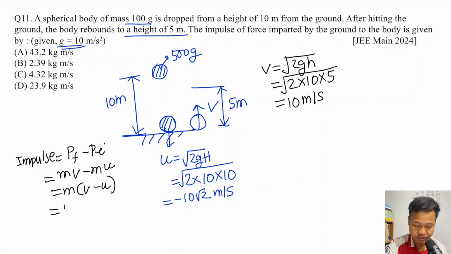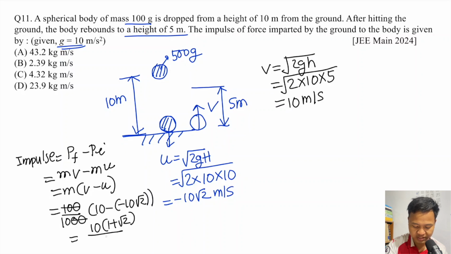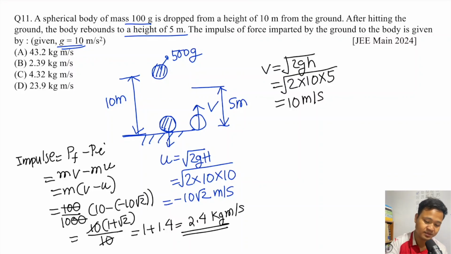Here the mass is 100 gram, divided by 1000 to convert to kg. So final is 10 minus of minus 10 root 2. Solve it also. So divided by 10. So 10 plus 10 root 2. So 10 common, 1 plus root 2, divided by 10. 10 cancels out. So you will have here 1 plus root 2, which is 1.4 something, right? So I will take here 1.4. So the answer is 2.4 kg meter per second. In the options it is 2.39. So the answer is 2.39.